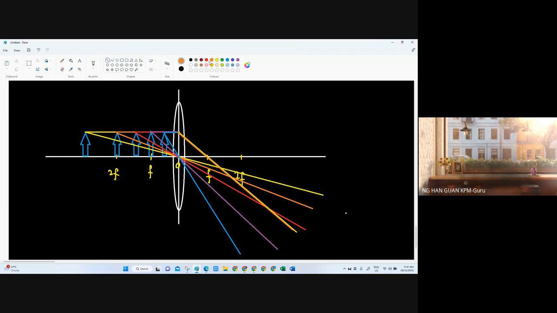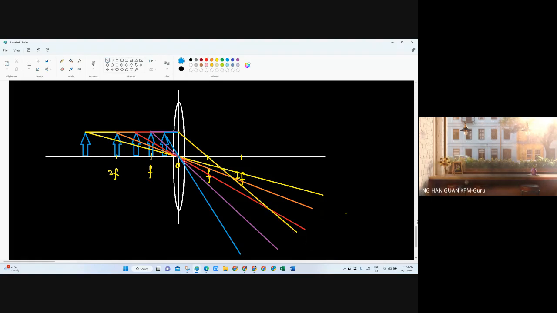Then the next one, the red color: deflect to focus, all the same. And the next one, the purpose is still the same because it refers to the same focus point. And the last one, the blue, also the same. Now I'm going to reverse it to let you see one by one where the image is.